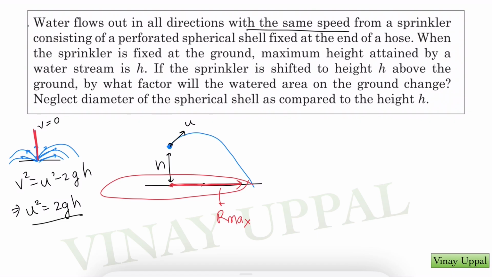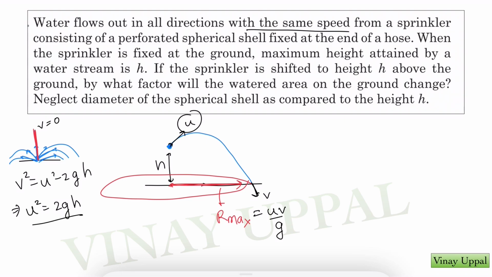Now we already found out that the maximum possible range was equal to uv by g. So we know the value of u, I can get the value of v, and once I get the maximum range, I can even get the radius, and therefore I can get the area. So if you want, you can once again pause the video right now and proceed forward with this and get the final answer.